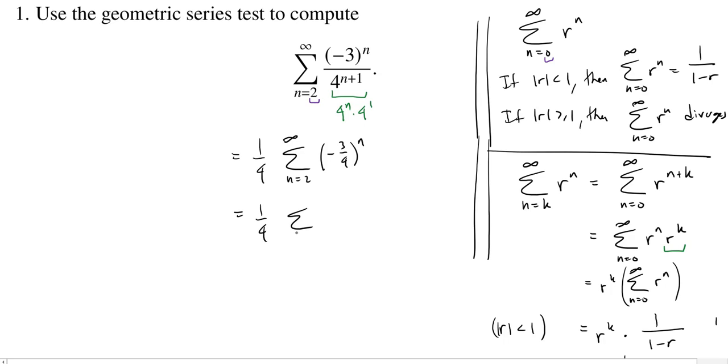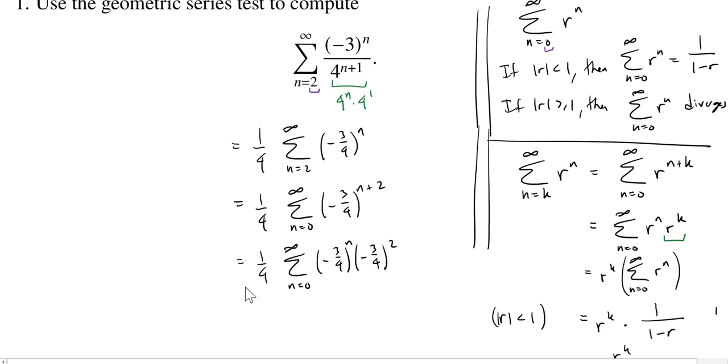Put this into practice, and we say, okay, we want to start at 0 instead of 2, so we'll start at 0. But because we were supposed to start when n is 2, I will add 2. If I do this, then I can break this up as negative 3/4 to the n, times negative 3/4 squared. This negative 3/4 squared will just come right out the front. And I'll have a fourth times, well, negative 3/4 squared is 9/16. And then I'll have this sum from 0 to infinity, negative 3/4 to the n.